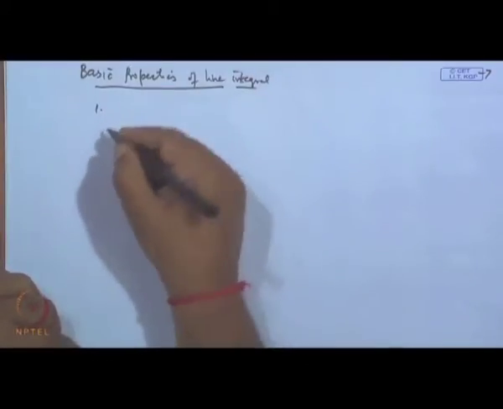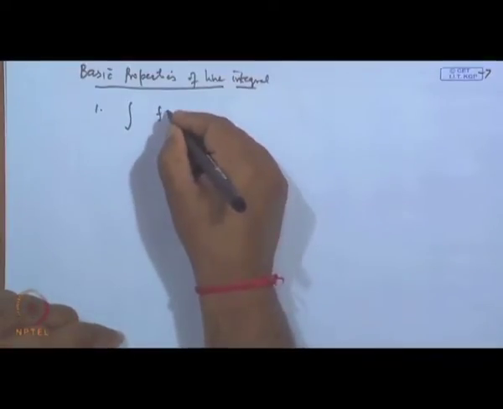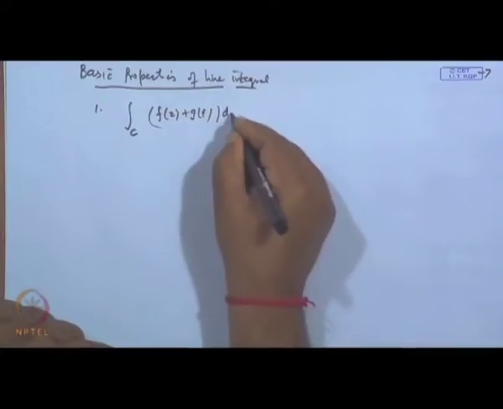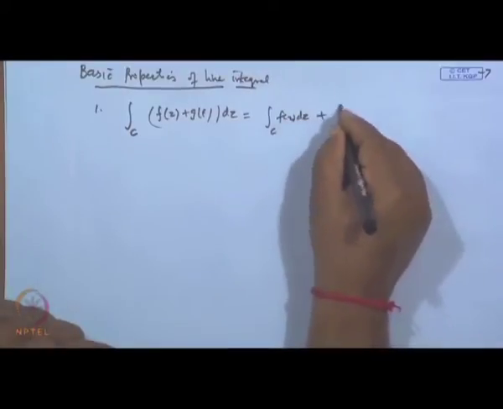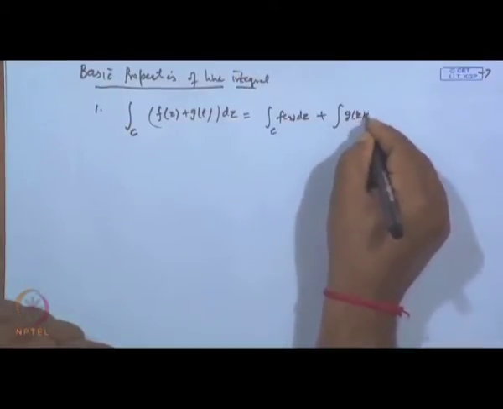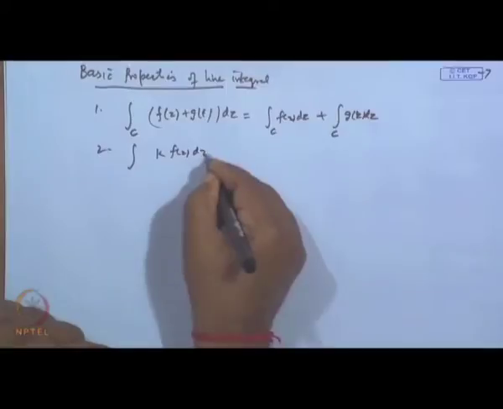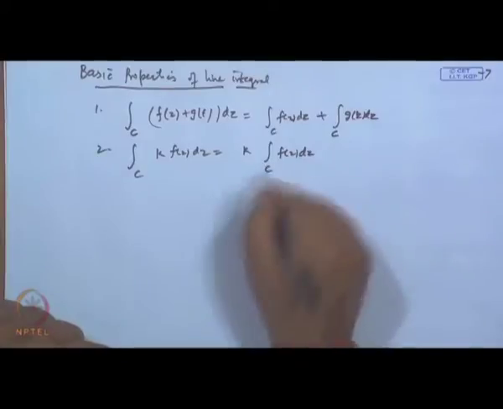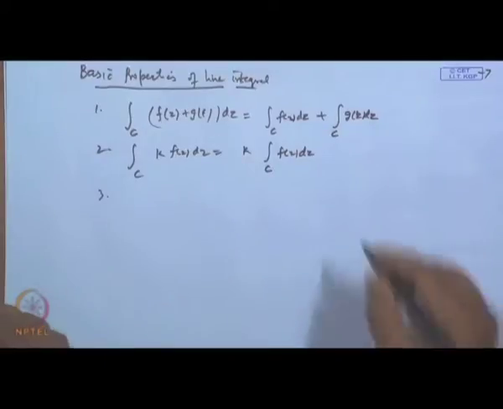and the first property is that if there are two functions, say f and g, then the integral of f(z) plus g(z), even if we multiply by a constant, dz is the line integral of f(z) dz plus the line integral of g(z) dz along the path C. Second, a constant times f(z) dz is the same as k times the line integral of the function f(z) dz along the path C. Okay. Then also this is an interesting one.